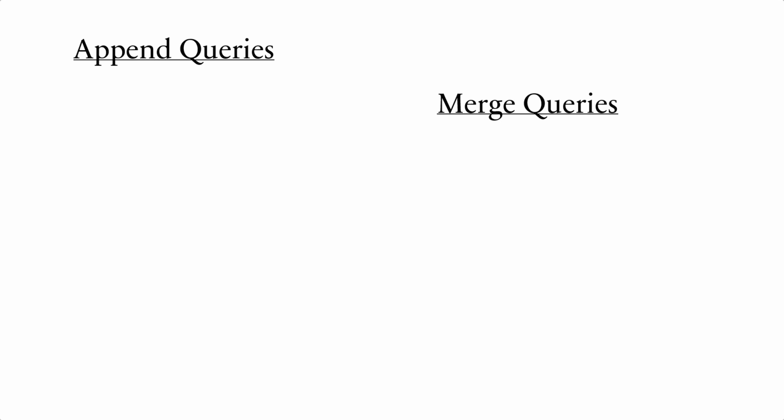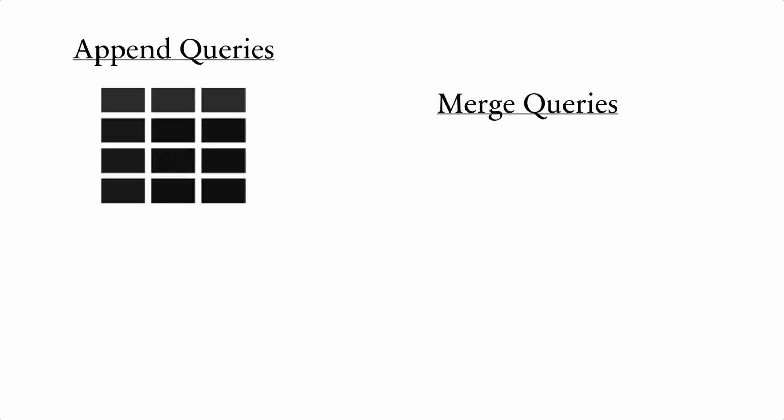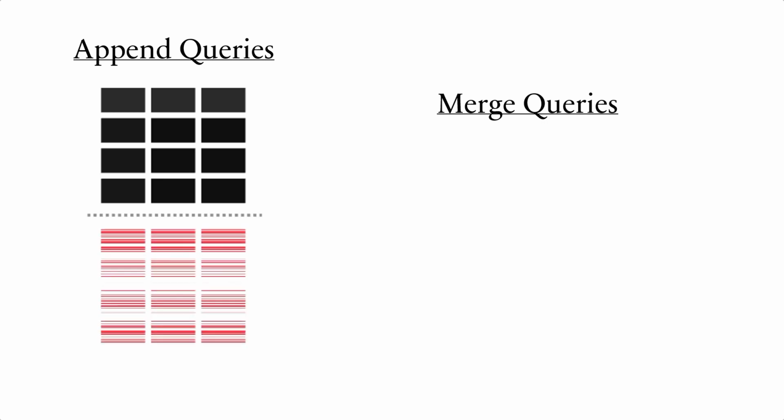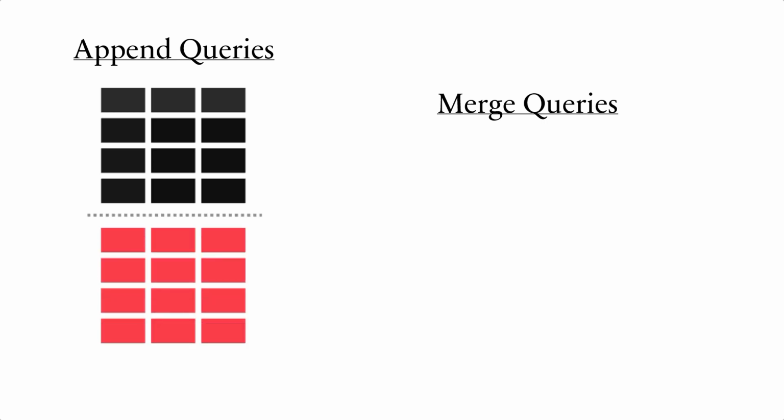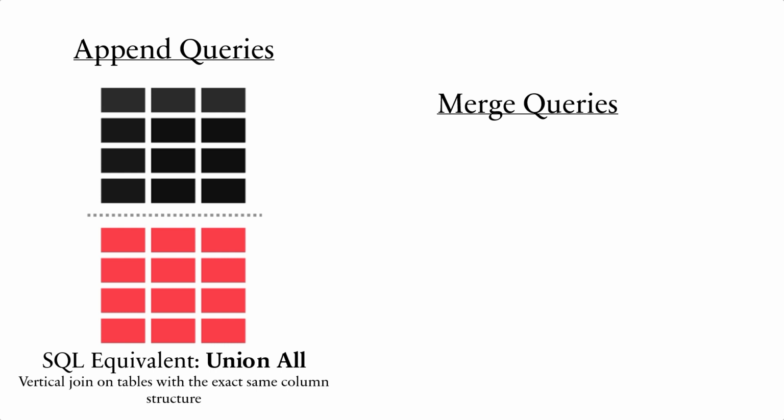So let's have a look at what I mean by append queries and merge queries, because quite a lot of people get confused about the difference between the two. So append queries, naturally we start with a table, and then what we're actually doing here, if I just take the explanation forward, is we're joining on. This red table represents a second table. So we're joining them on to each other, but it may seem quite complex because we're joining on two tables vertically, which means that they need to share the exact same structure.